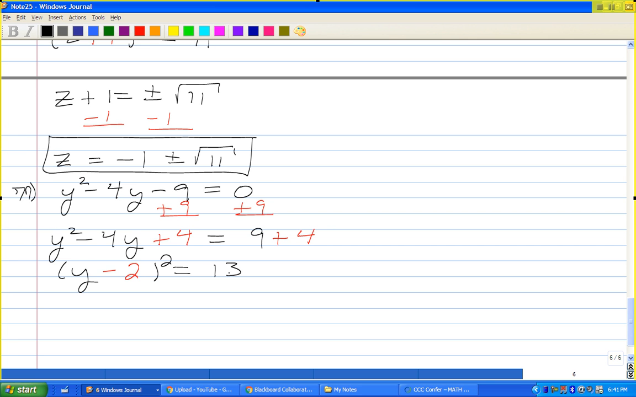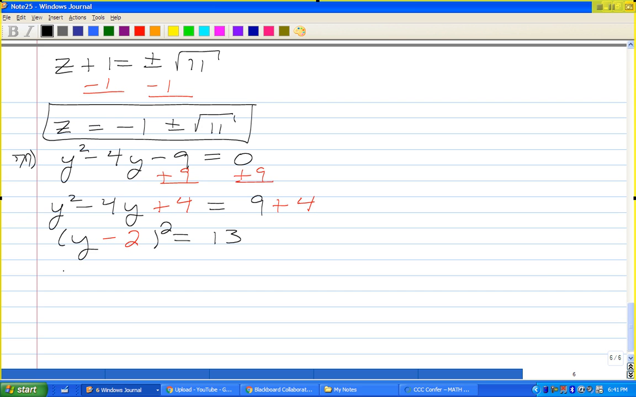And so, by the square root property, I have that y minus 2 is equal to plus or minus the square root of 13. Add 2 to both sides of your equation. And so y is equal to 2 plus or minus rad 13.